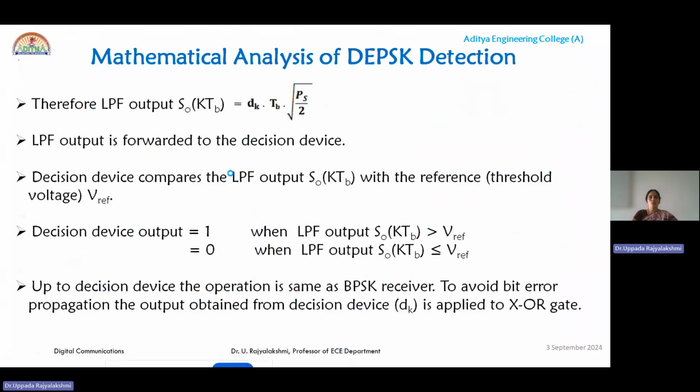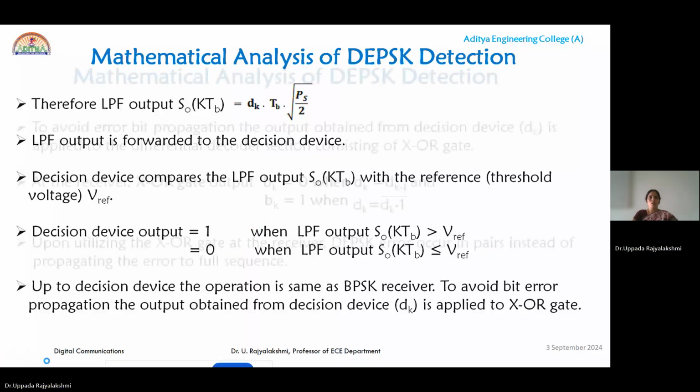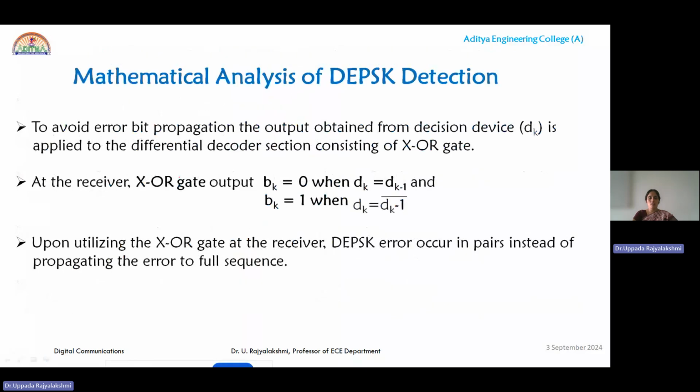So the low pass filter output is now compared with the decision reference voltage in the decision device, and the decision device output can be 1 or 0 when the low pass filter output is greater than the reference voltage or less than or equal to the reference voltage. This whole thing we discussed in the BPSK module. And now from the decision device, we will apply the output to the XOR gate.